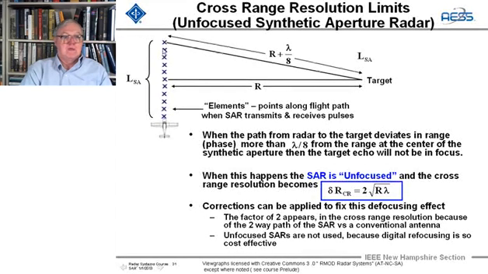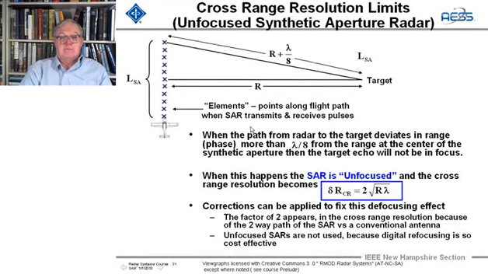Okay? And this is our aperture, our synthetic aperture size. And they're the element points along the flight path where the synthetic aperture radar transmits and receives pulses from each and every one of these to a target located down here. Now at the center, where the angle between the flight path and the distance to the target are perpendicular, you're going to have the shortest distance, r.